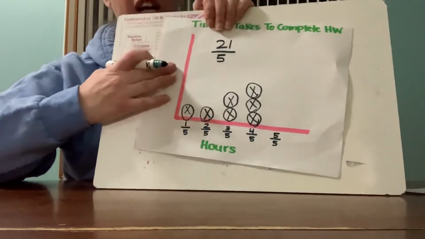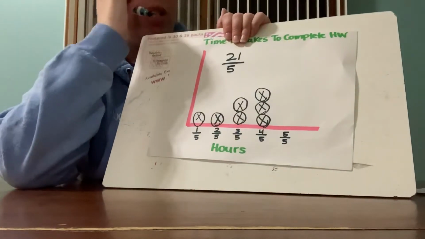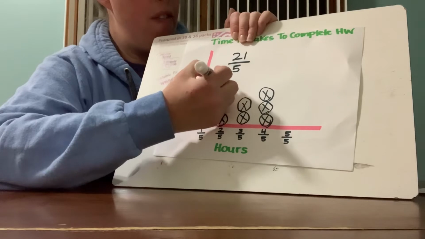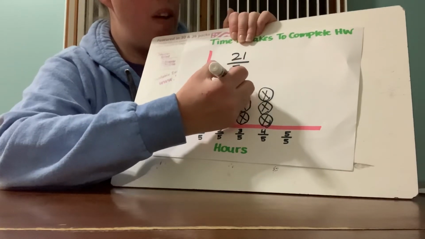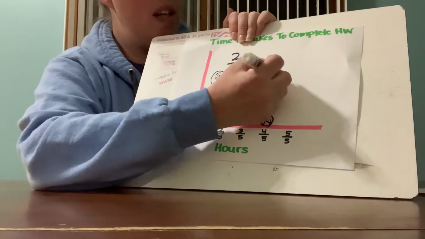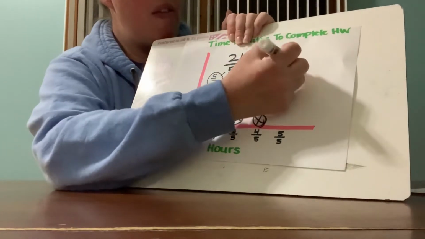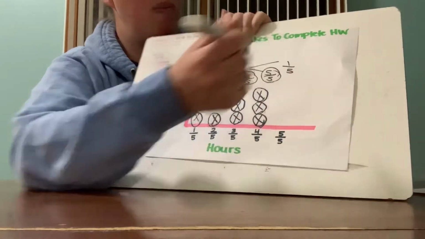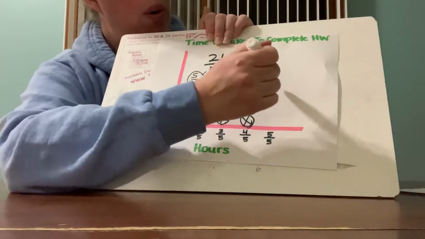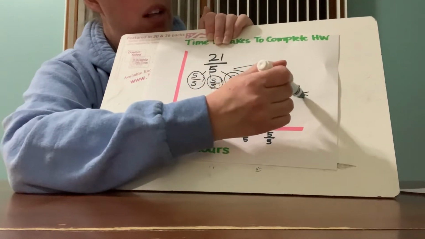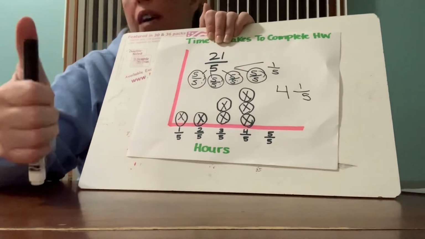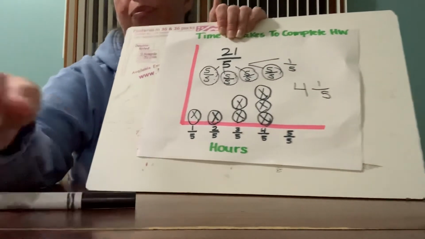So let me change this using decomposing to make a mixed number. So 5/5 will be a whole, another 5/5, that's 10/5, 15/5, 20/5, and then I'll have one extra 5th for the 21/5. When I count them all up, I have 1, 2, 3, 4 wholes and 1/5. So it takes them 4 1/5 hours for these 7 students to complete their homework.